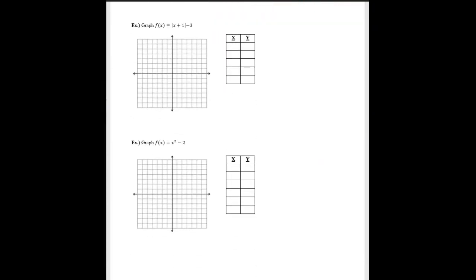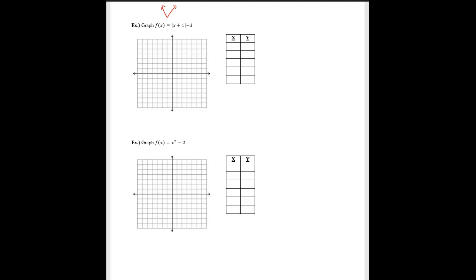Let's go through the answers for these. This next example has an absolute value. We know from our parent graphs, absolute value is going to end up in a V shape. So I need to end up with a picture in that form.